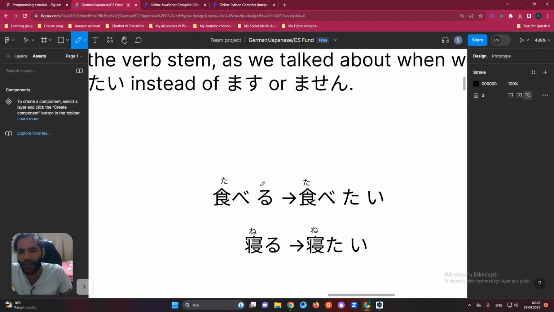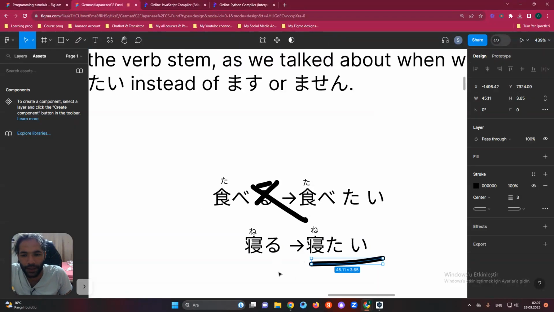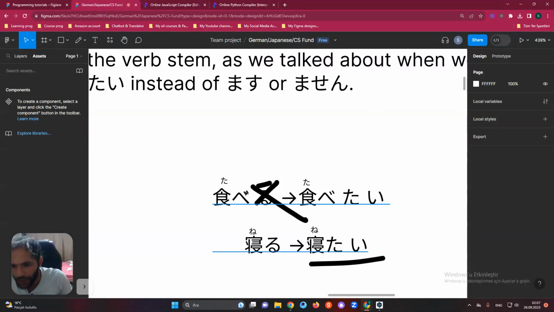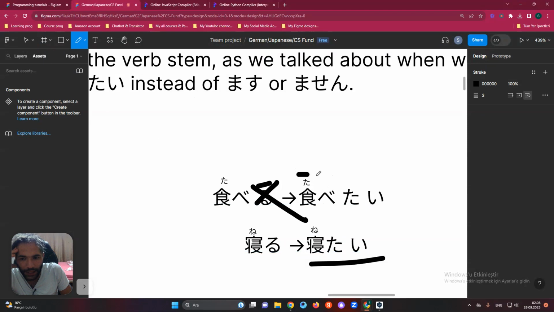So what we have here is taberu. Just delete the ru and you're making it tabetai. Taberu becomes tabetai. We already remove that because it's an Ichidan verb, right? So we just remove that one and it becomes tabetai. So you want to eat something.